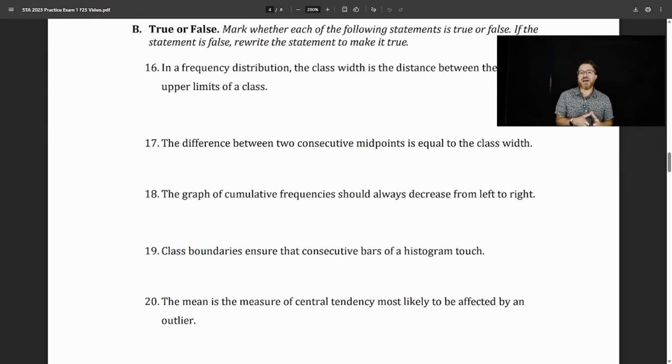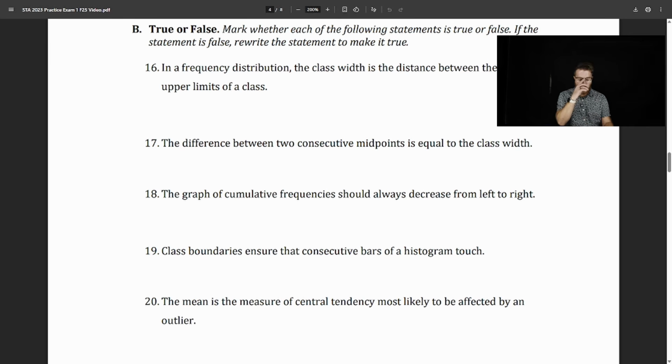For our next section, we have some true or false questions. And if we have any that we answer as false, we'll just answer what the actual true value is. Number 16, in a frequency distribution, the class width is the distance between the lower and upper class limits of a class. So this one is actually false. The class width is the distance from the upper class boundary and the lower class boundary.